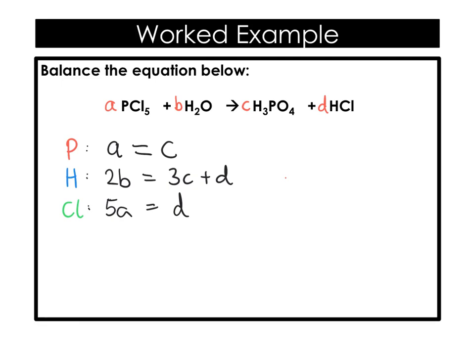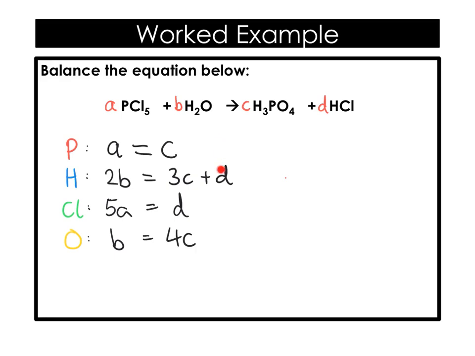And then finally, for oxygens, you're going to try confuse yourself in a second. We've got 1 oxygen here, nothing in this one. So whatever B is, that's going to be the same as how many oxygens there are. So that's going to be B equals, and on the other side, we've got 4 oxygens per molecule here. So it's going to be 4C. Whatever C is, I'll multiply it by 4. That tells me how many oxygens are on that side. So B equals 4C.